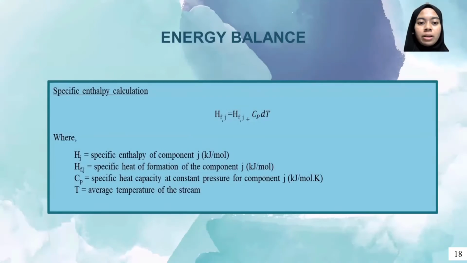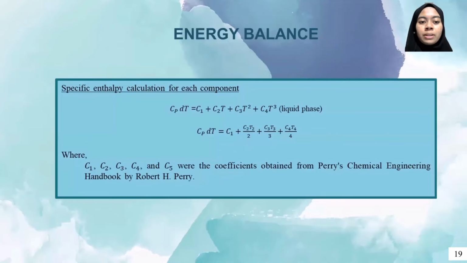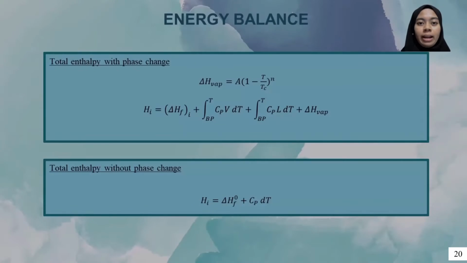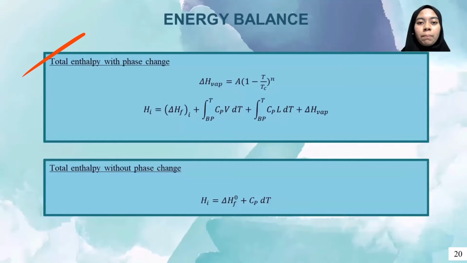For energy balance calculation, we'll be using specific enthalpy calculation. Also, we'll be calculating the specific enthalpy for each component, and the calculations were obtained from Perry's Chemical Engineering Handbook. And lastly, the calculation of total enthalpy with and without phase change.